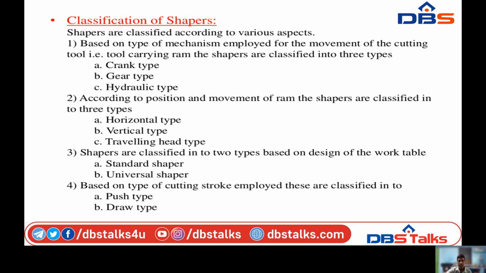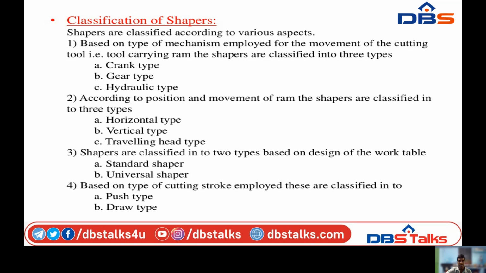Next, classification of shapers. Four classifications are there in classification of shaper machines. First is based on type of mechanism, and then according to position and movement of ram. Next, shapers are classified into two types based on design and based on type of cutting stroke. First one I am discussing is based on type of mechanism. Three types of mechanisms are there: crank type, gear type and hydraulic type.